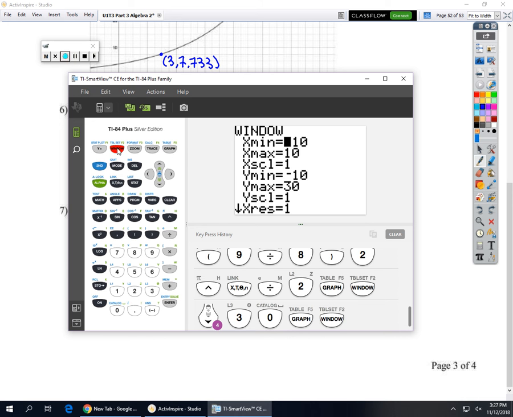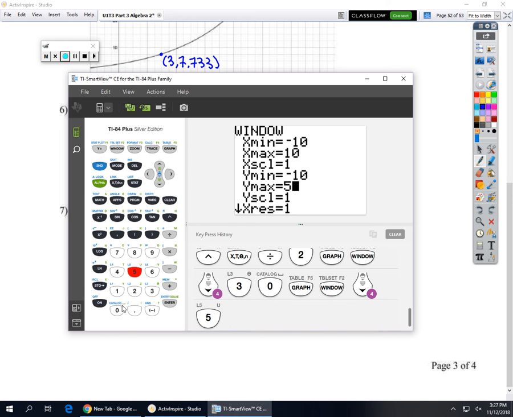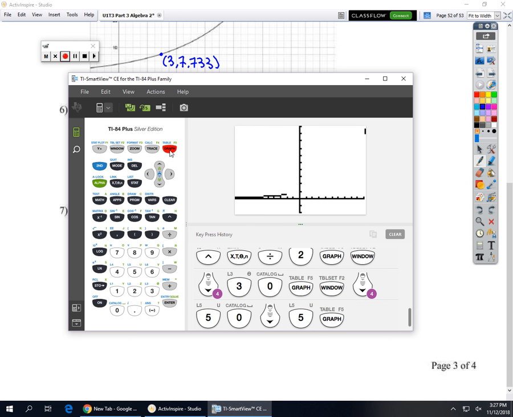Still not quite high enough. Let's change it to 50. Also, I might change my scale just to make it nicer. Let's just make it 5. You don't need to worry too much about the scale. Oh, it seems they cross right around there.